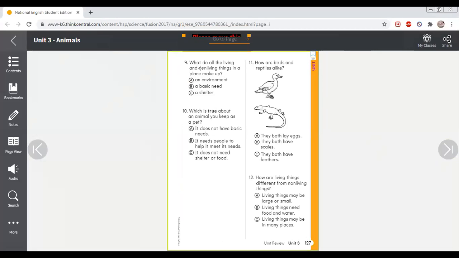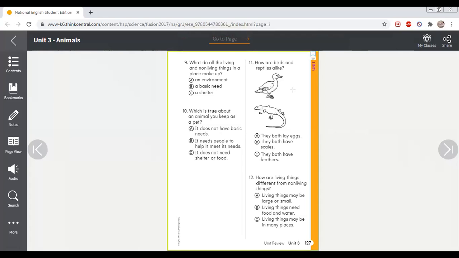Question number 9. What do all the living things and non-living things in a place make up? A. An environment. B. A basic need. C. A shelter. So what do they make up? An environment, a basic need, or a shelter? Is it A, B, or C?